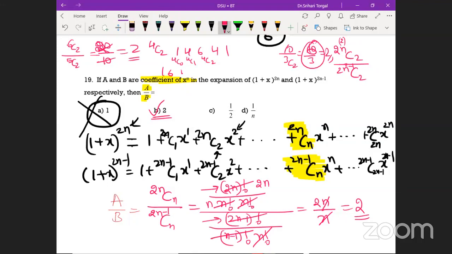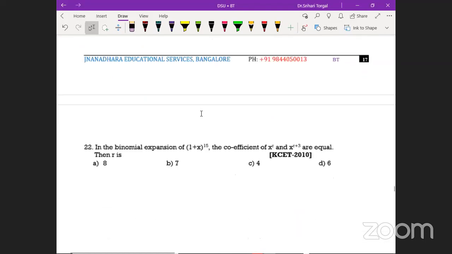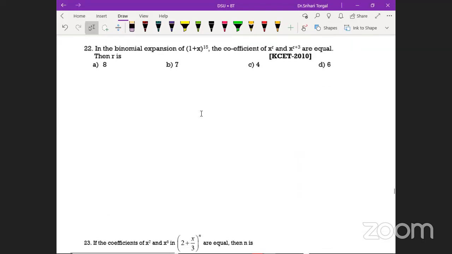Good. No problem. What you are telling is applicable only when it is 1 plus x, not for any other problem. Yeah, n equal to 2 is the answer. Got it? Right. Let me try a similar kind of problem if it is there.